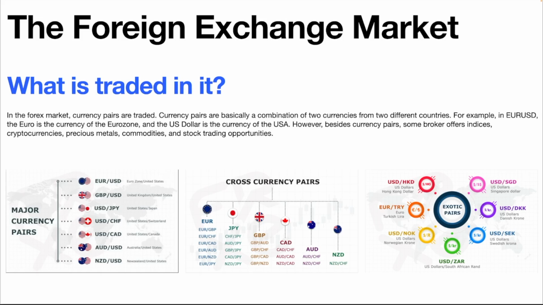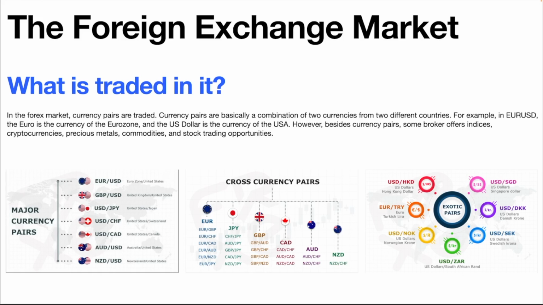Now that we're back, guys, what I'm going to start it off with is what can you even trade in the Forex market? What can you even get access to? First and foremost, I want you to understand that there are different types of pairs that you can access in the market. The foreign exchange market, what is traded in it? Well, in the Forex market, currency pairs are traded.